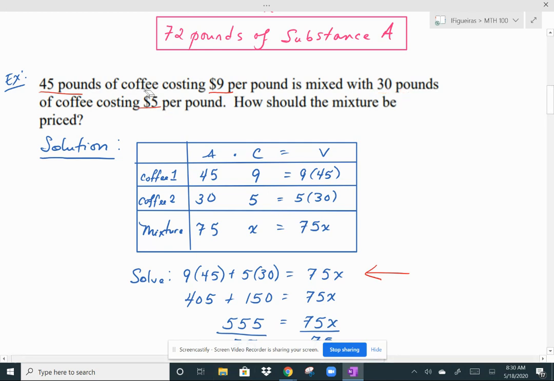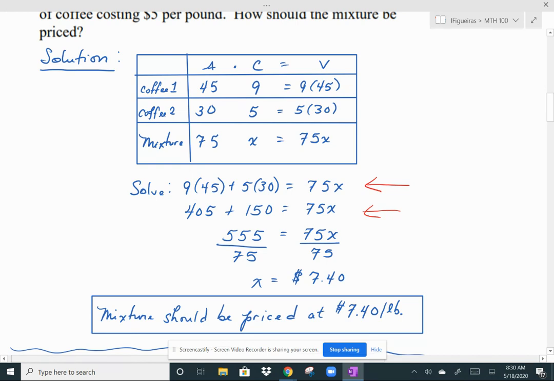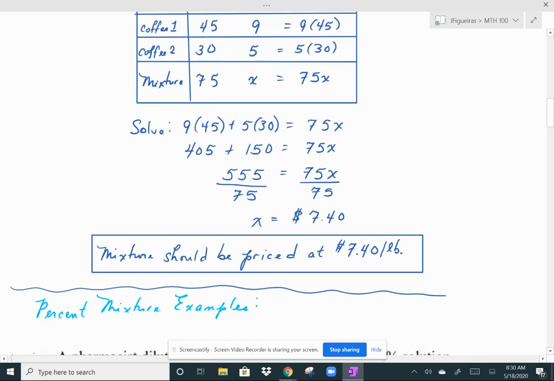So multiply the 9 and the 45 as well as the 5 and the 30, and you get the numbers here on the second line. 405 plus 150 equals 75x. Add 405 and 150, you get 555. Divide by 75 in order to isolate for x. Remember, you're solving for a price, so you want to make sure you present your answer in dollars and cents. So you want 2 decimal points. So your answer here is $7.40 per pound for the new product of coffee.